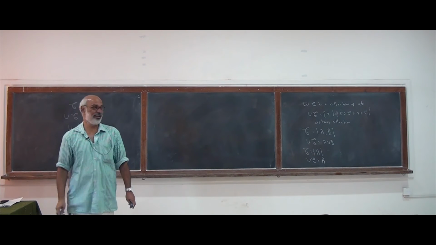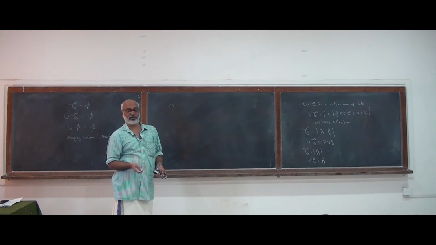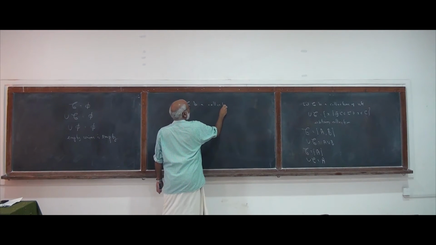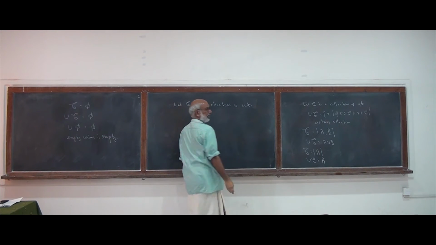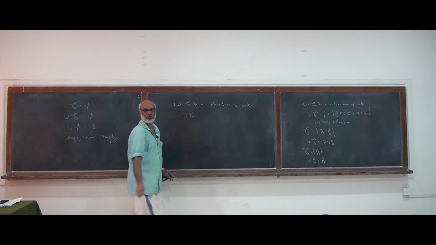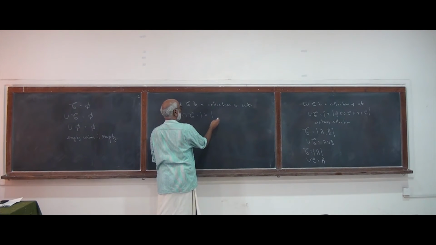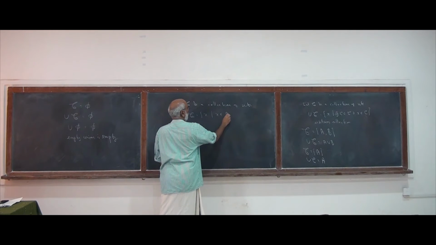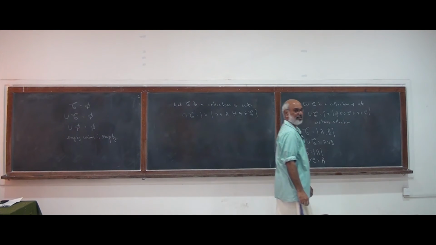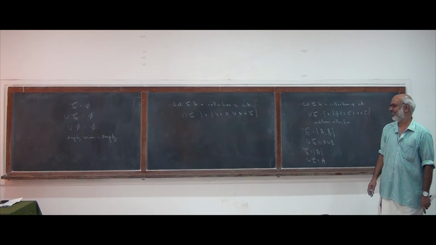Then there arises a question: what is the intersection of the empty collection? We can also define the intersection of a collection of sets. Suppose script C is a collection of sets, or a class of sets. Then how do we define the intersection of that? We can define it as the set of all objects X such that X belongs to A for every A in that collection. Given a collection of sets, the intersection of that collection is the set of all objects which belong to every set in that collection. That is the definition.